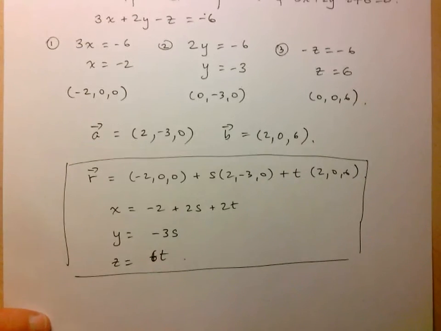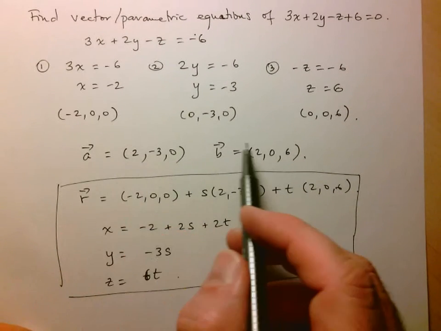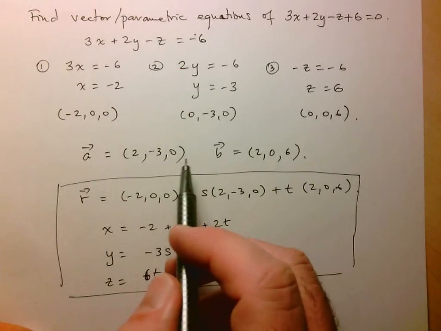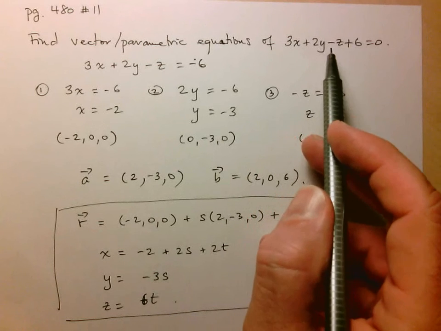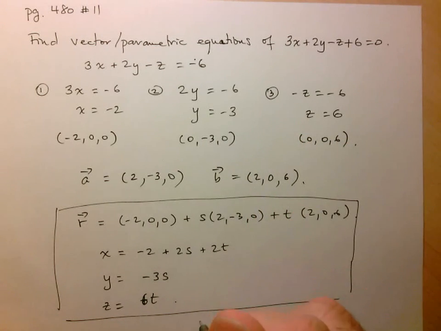As you can see, just choosing different combinations of points to create my direction vectors, I could have chosen different x and y values to determine a z value, so this could have looked very different. That's it for this one.